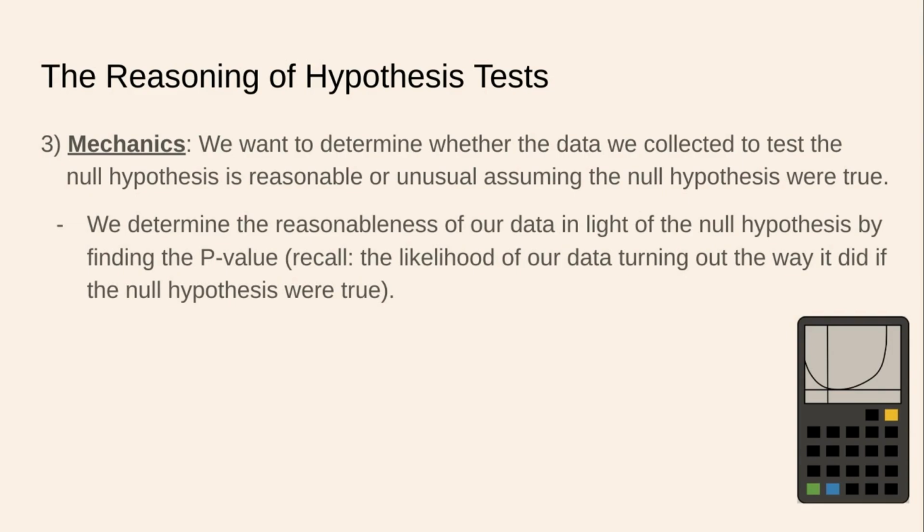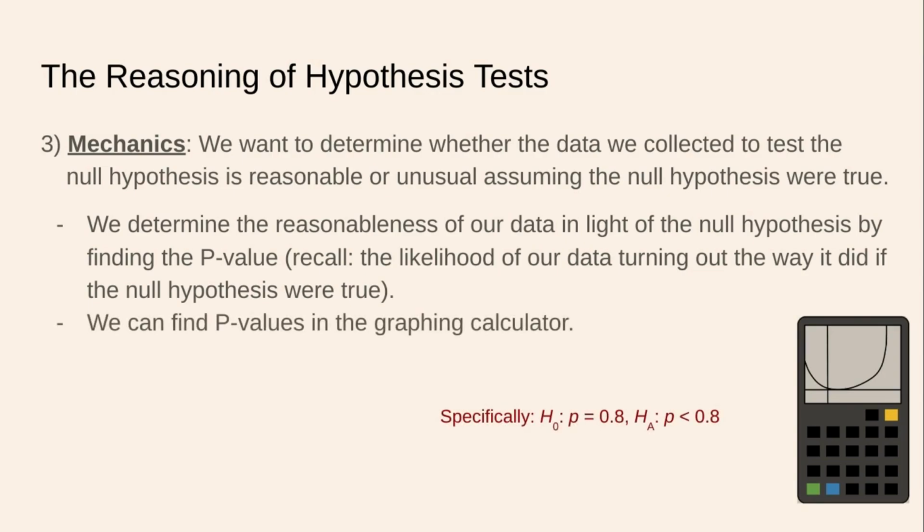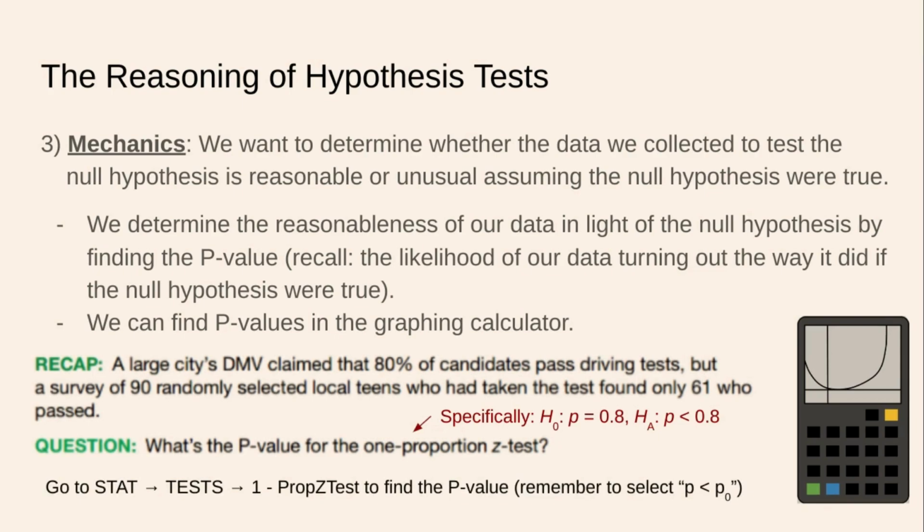So we determine the reasonableness of our data in light of the null hypothesis by finding the p-value. That determines how likely it is that we got data like we did, assuming the null hypothesis is true. If we assume the null hypothesis is true, how unusual are our data? That's what the p-value tells us, okay? And precisely, how do we get this p-value? Well, we use the calculator. We find p-values in the graphing calculator. That's what that red text was for.